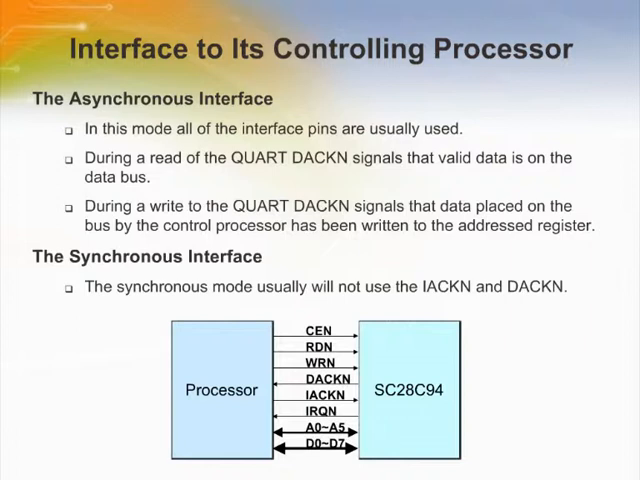Interrupt request and data acknowledge are open drain outputs. In the asynchronous mode, all of the interface pins are usually used. The synchronous mode usually will not use the interrupt acknowledge and data acknowledge pin.